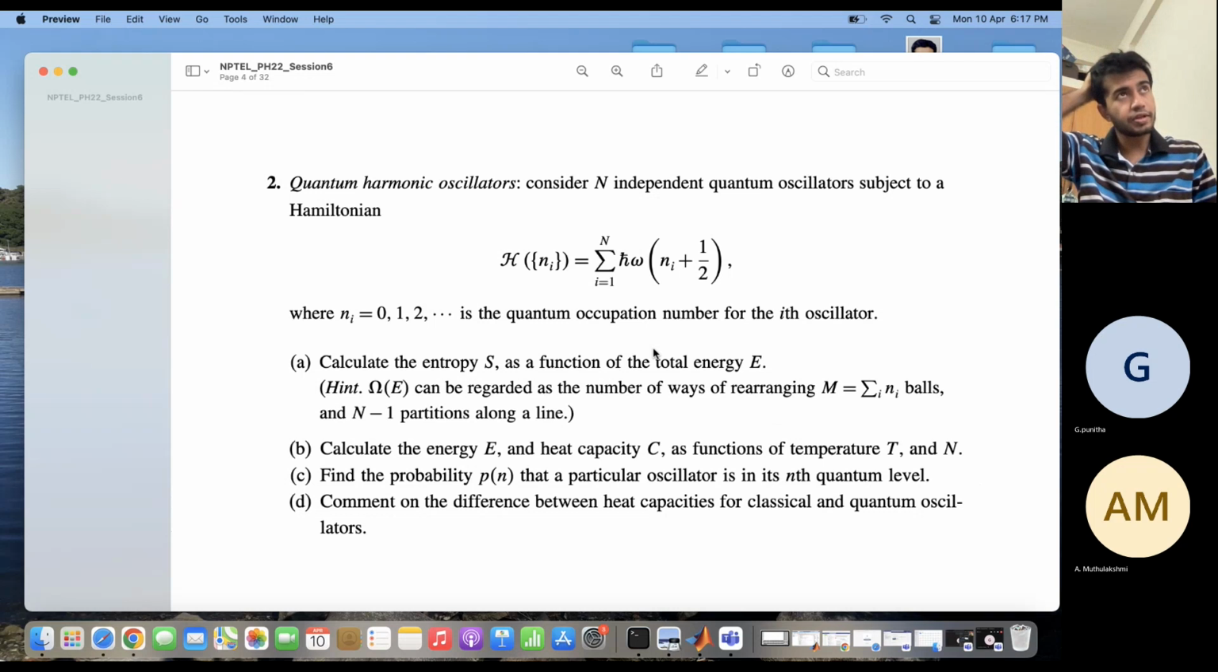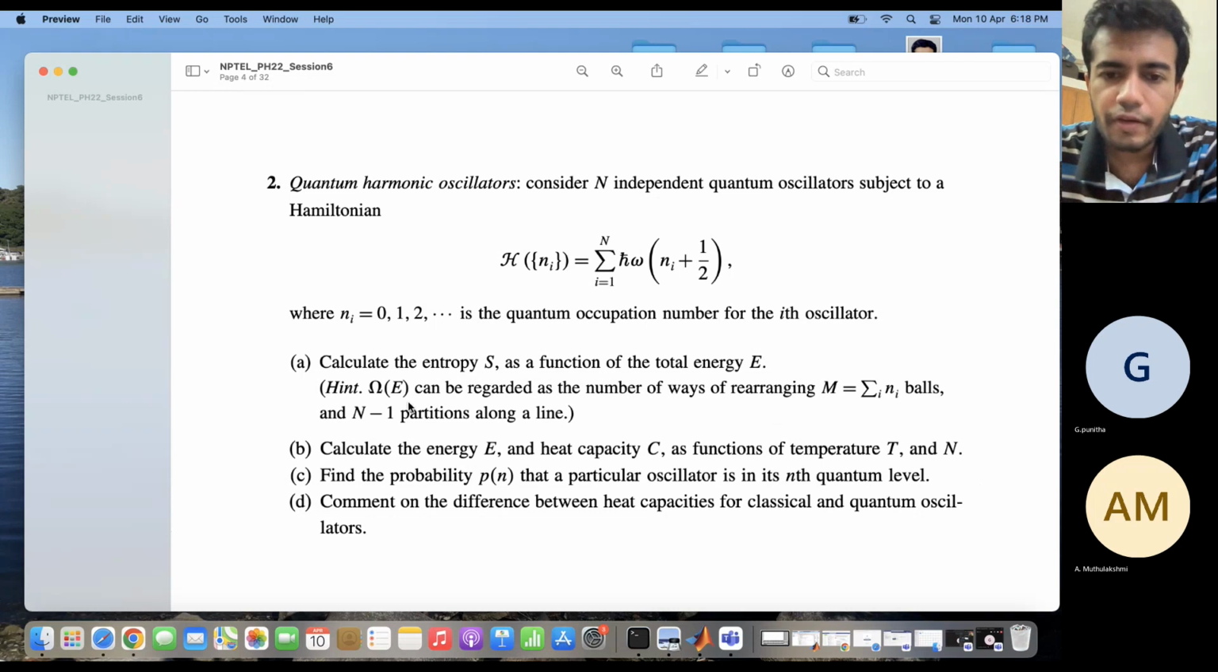Now, one thing to note over here is that quantum systems are discrete systems, unlike the previous one, which was a classical system. So you can't integrate over a volume of phase space. On the other hand, what you have to do is individually count the number of discrete microstates which correspond to a given macrostate. Therefore, the total number of microstates can be regarded as the number of ways of rearranging M balls and N minus 1 partitions along a line, where M is equal to the total number of balls which are there.